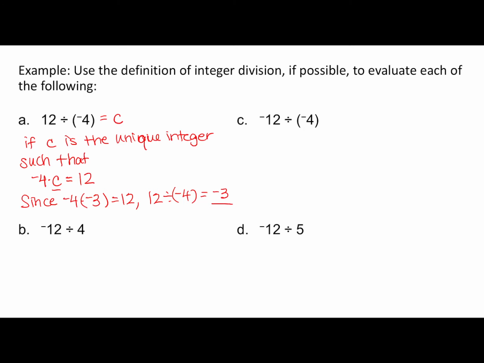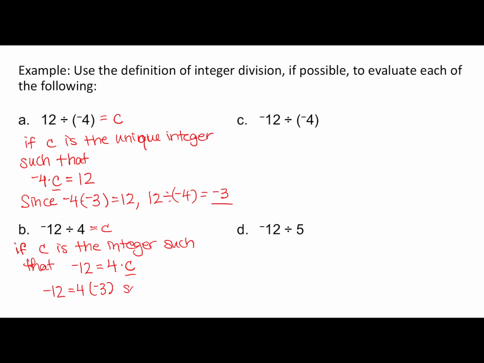What about negative 12 divided by 4? If I call that c, that is true if c is the unique integer such that negative 12 equals 4 times c. What do I need to multiply 4 by to get negative 12? Well, negative 3, right? So negative 12 divided by 4 equals negative 3.